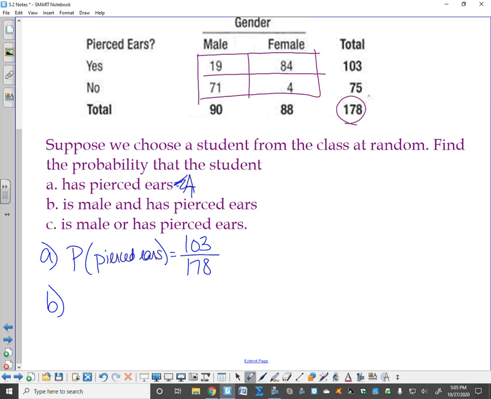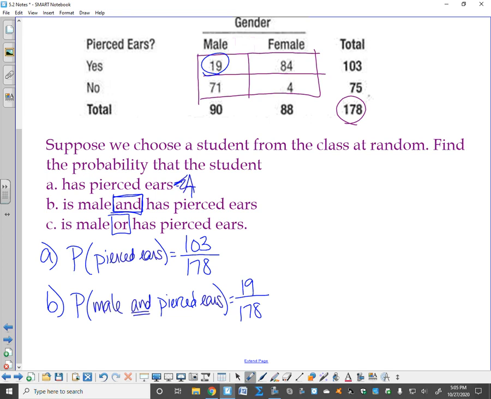Next, is male and has pierced ears. Okay, so here we go. Now I want to focus on this word right here, "and," because I'm about to do one that has an "or." Male and has pierced ears. Male and pierced ears, 19. So I got 19 favorable outcomes out of the 178 total population.